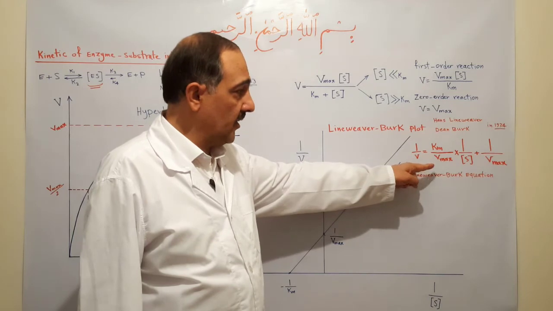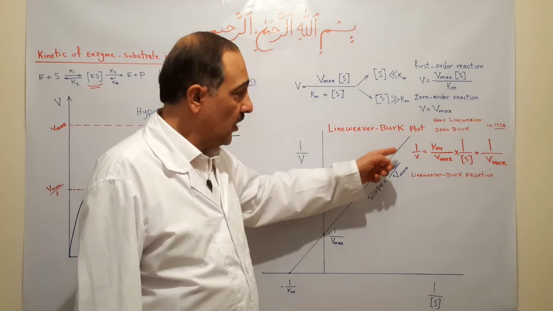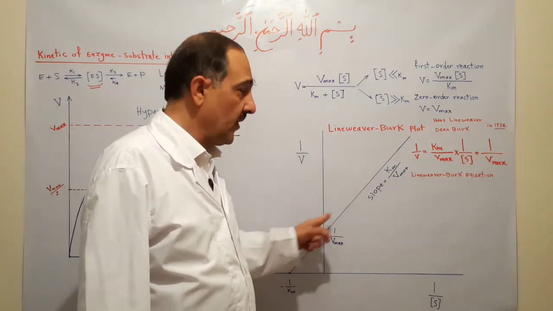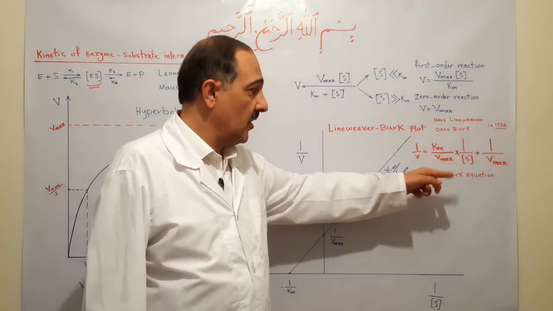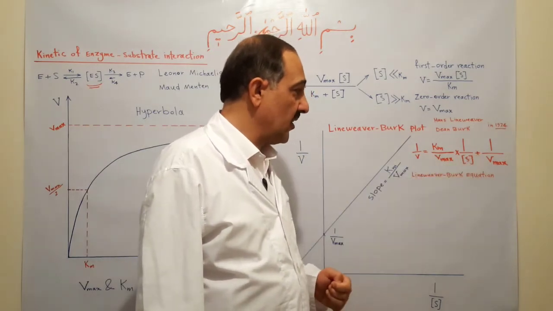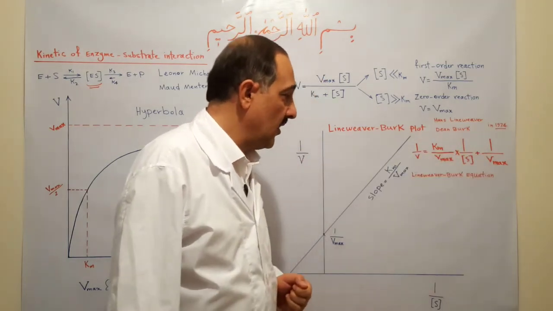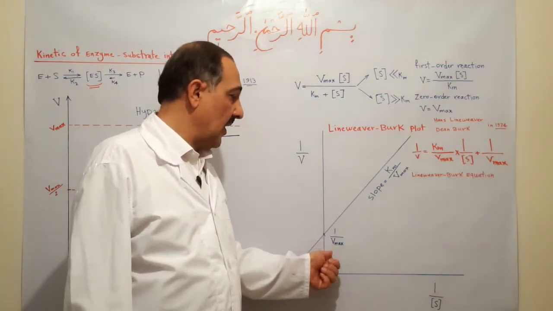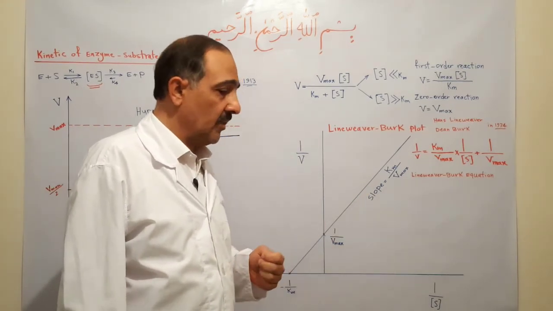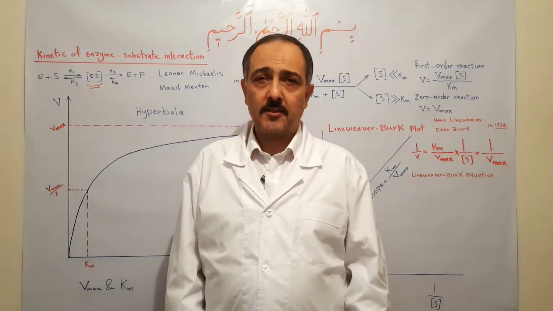This equation is the equation of a straight line in which 1 divided by V represents Y, Km divided by Vmax represents a slope, 1 divided by substrate concentration represents X, and 1 divided by Vmax represents Y-axis intercept. From this plot and this equation, Km and Vmax values are simply calculated.